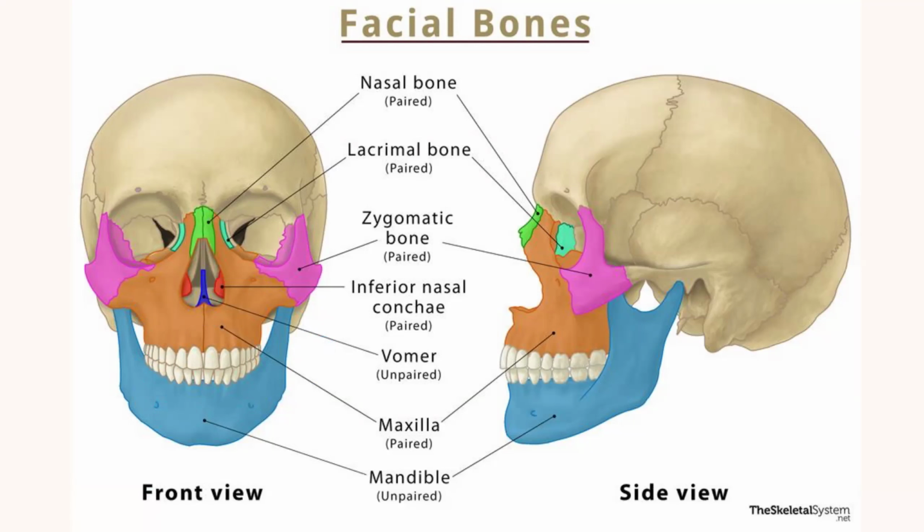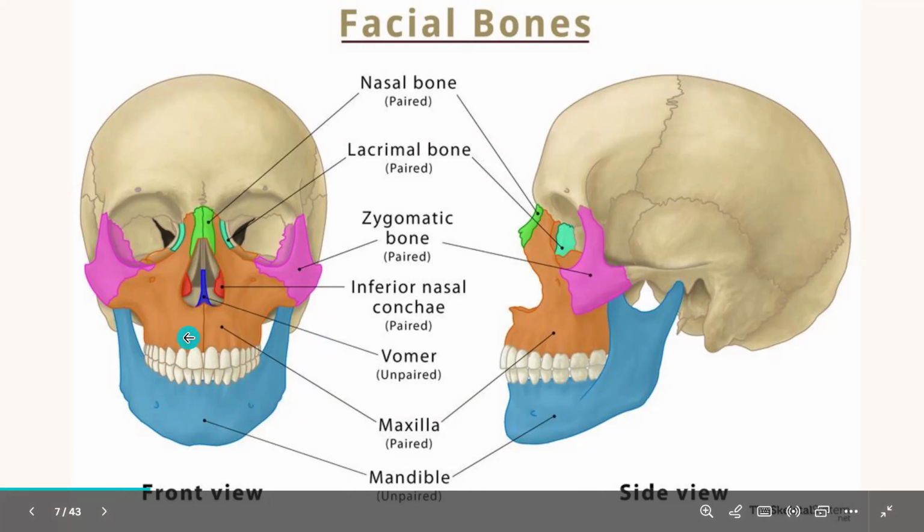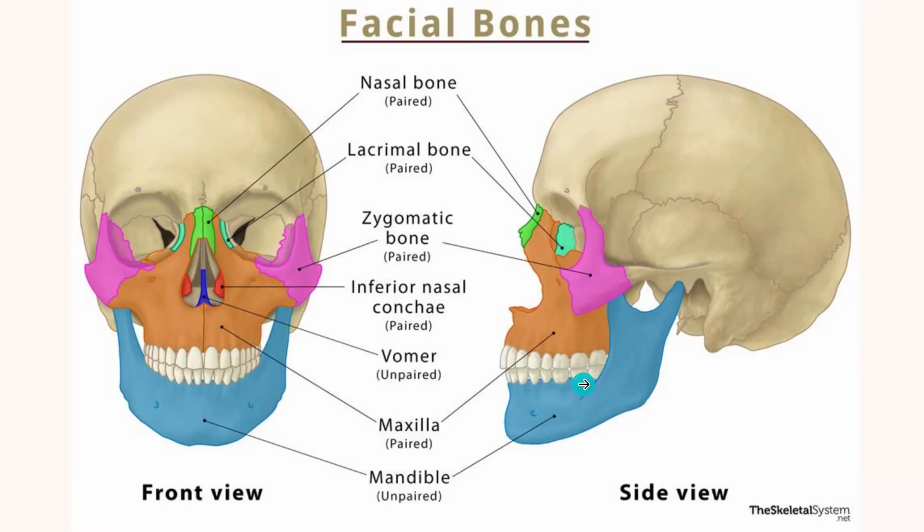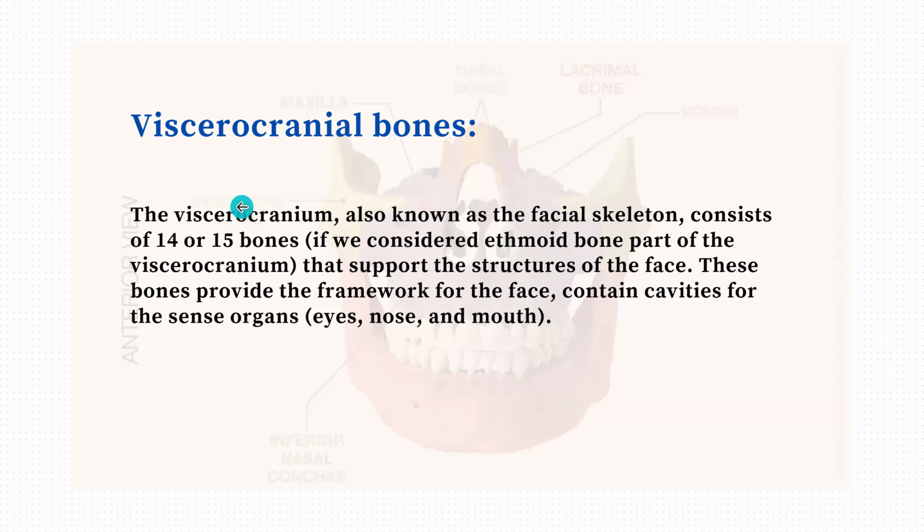The movable bone is the mandible, and its function is chewing. Okay, and there is a bone that can't appear in this image. It is the hard palate. We will study about it in the next few slides.